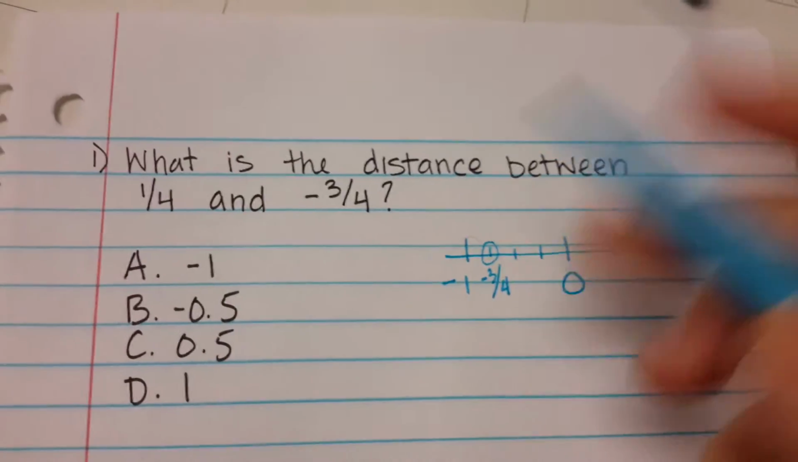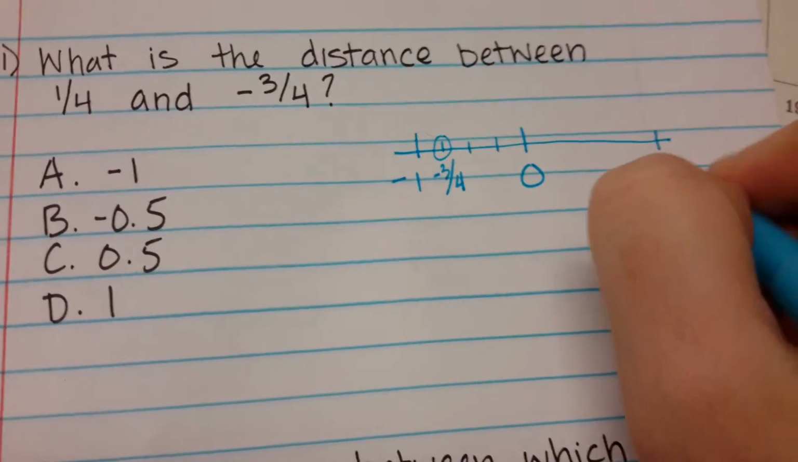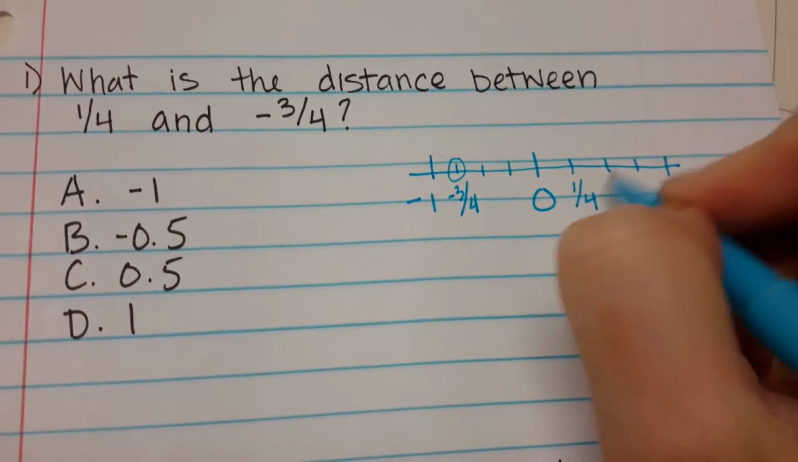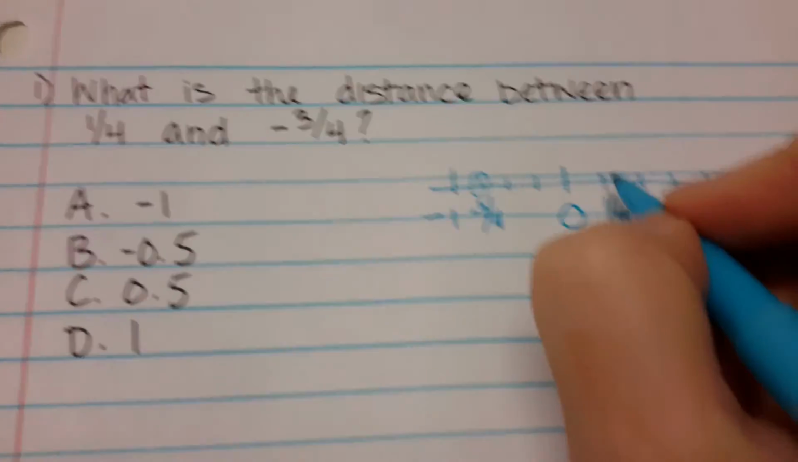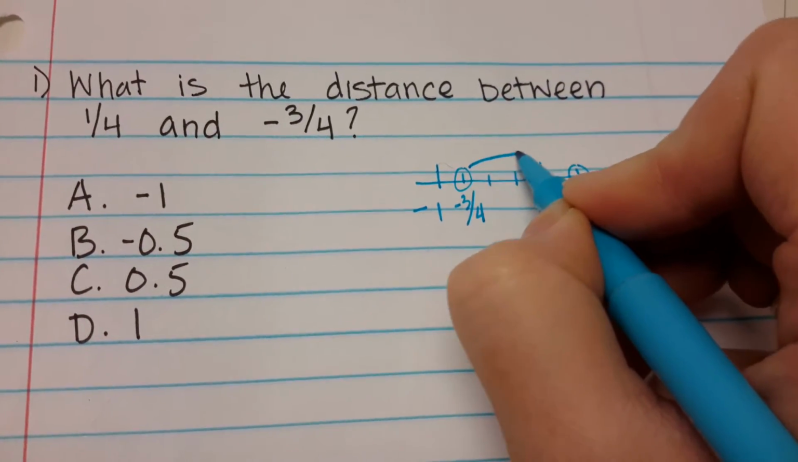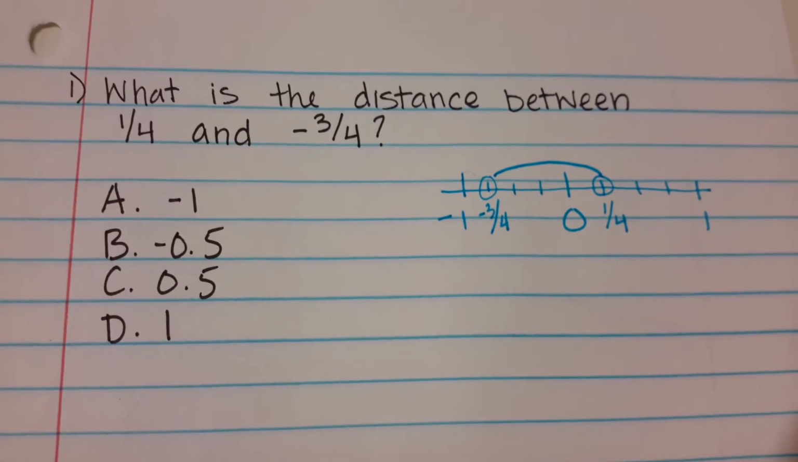And we're looking at -3/4 and 1/4. So there's positive 1, 1, 2, 3. And here is 1/4. And we are trying to find the distance between -3/4 all the way to 1/4.